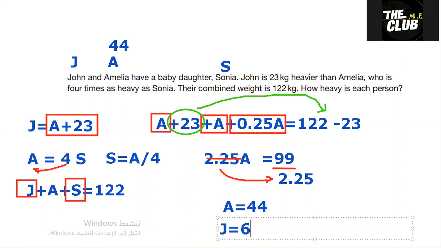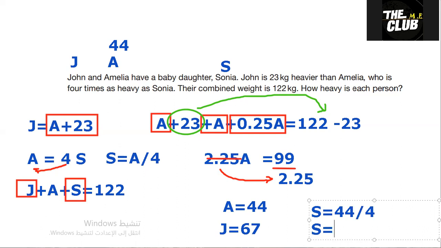J equals 67. And then the last one, which is what? It's Sonia. From here, I know that Sonia is A divided by 4. So I can divide A by 4. 44 divided by 4 is going to be 11. So Sonia here equals 44 divided by 4, so S equals 11.